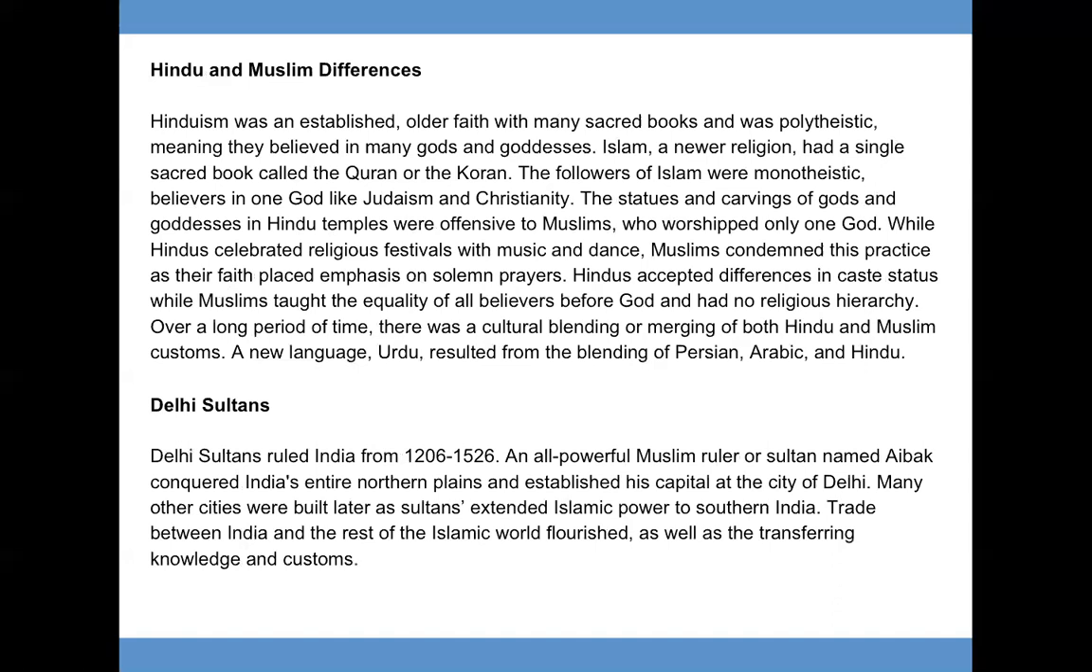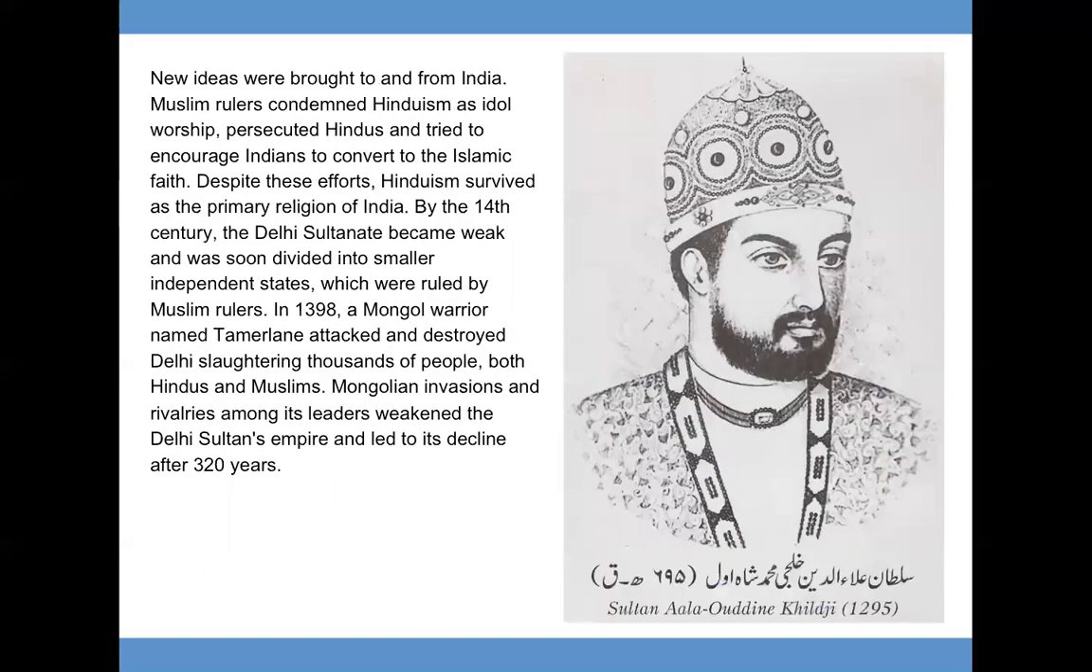Delhi Sultans ruled India from 1206 to 1526. An all-powerful Muslim ruler or sultan named Aibak conquered India's entire northern plains and established his capital city at the city of Delhi. Many other cities were built later as sultans extended Islamic power to southern India. Trade between India and the rest of the Islamic world flourished, as well as the transferring of knowledge and customs. New ideas were brought to and from India.